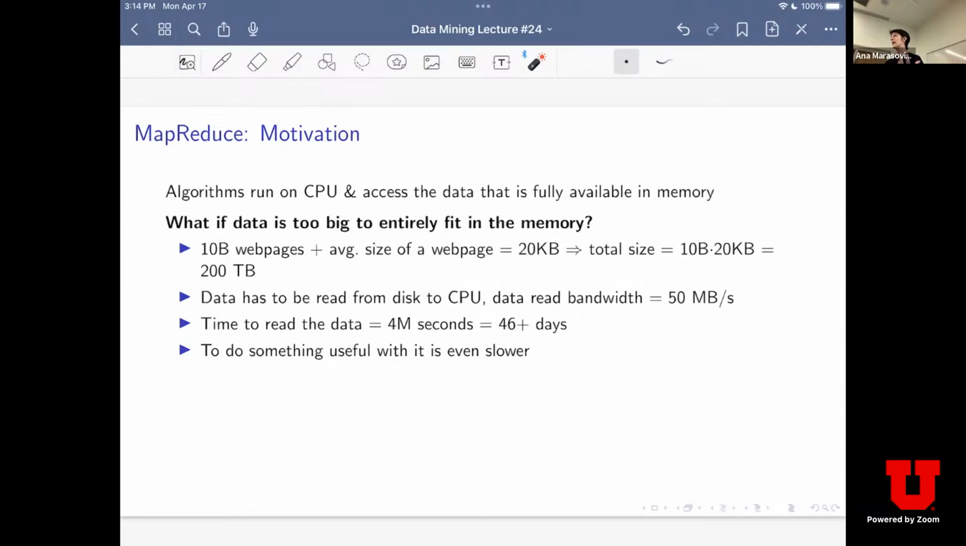So MapReduce emerged from this situation where we have enormous amounts of data, and we need to deal with the fact that it's huge and that reading the data might take a very long time.